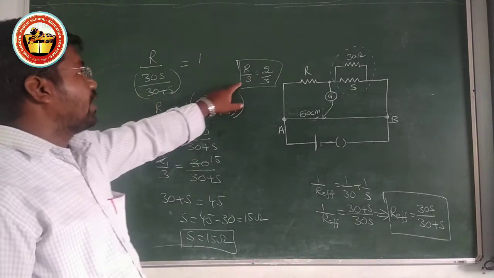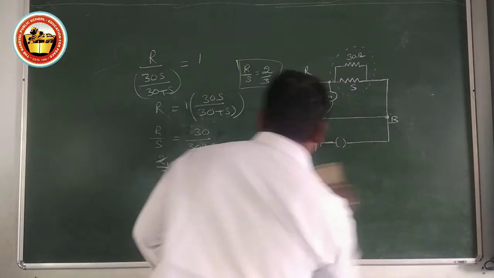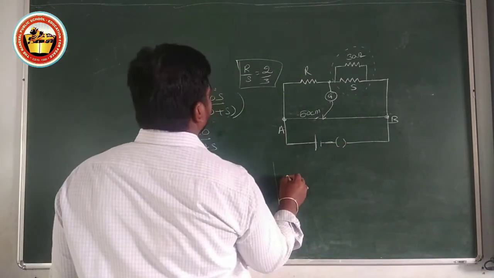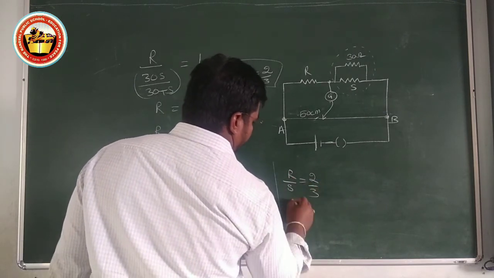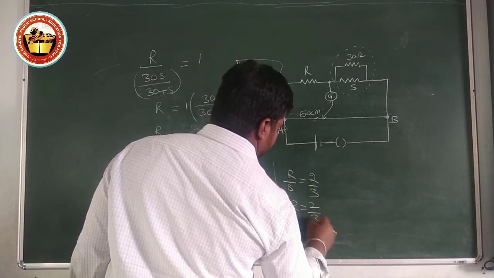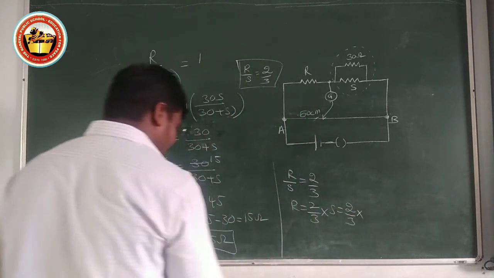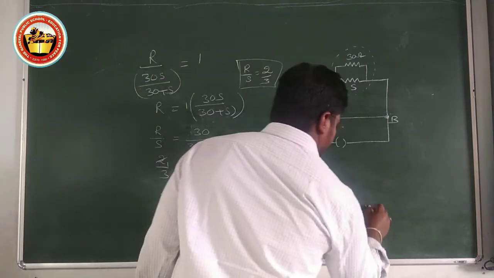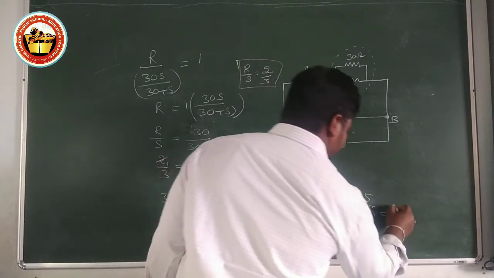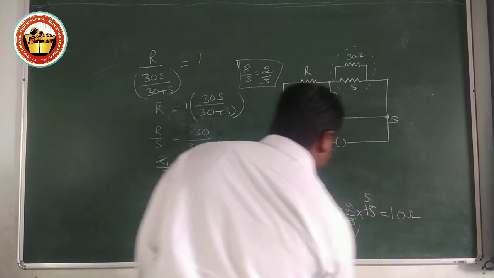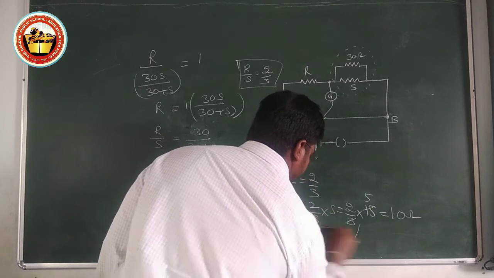From this we have to find the R value. From the ratio R by S is equal to 2 by 3, R is equal to 2 by 3 into S. What is S? 15. 2 ones, 2 fives, 10. Here resistance R is equal to 10 ohms.